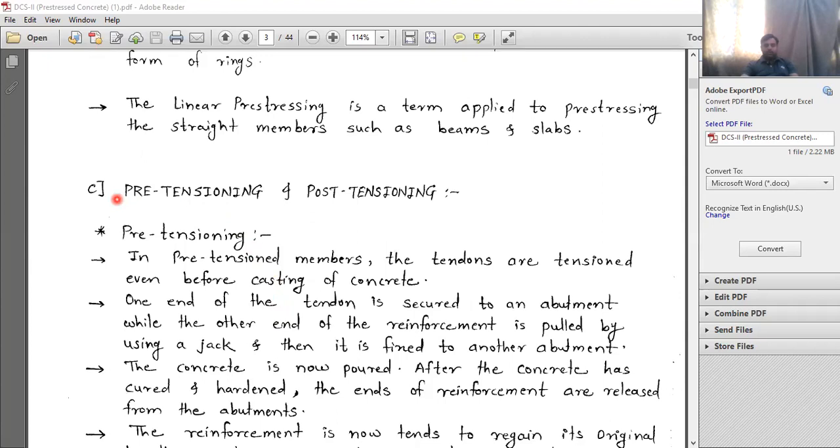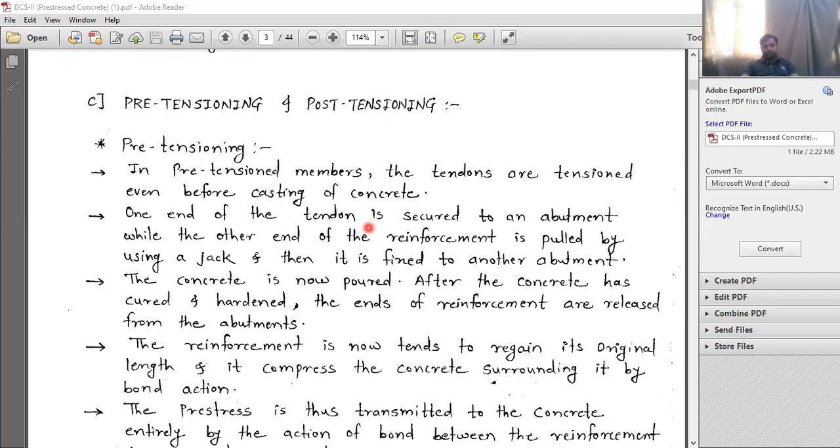This is the important classification: pre-tensioning and post-tensioning. It is the important classification. See, we will understand now what is pre-tensioning and what is post-tensioning. First is the pre-tensioning.